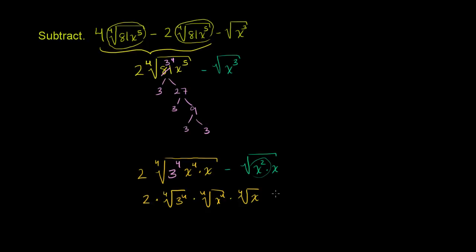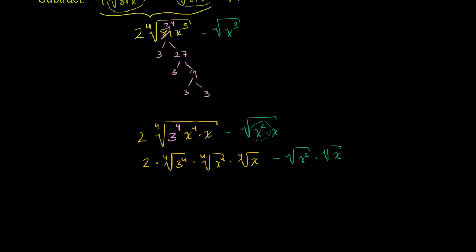And then this over here is minus the principal square root of x squared times the principal square root of x. And so if we try to simplify it, the 4th root of 3 to the 4th power is just 3. So we get a 3 there. The 4th root of x to the 4th power is just going to be x.